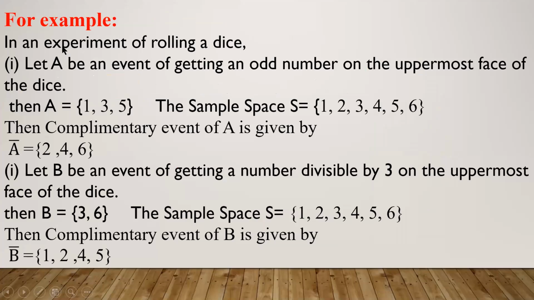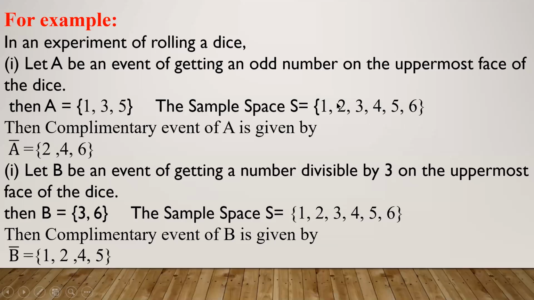Suppose I am in the experiment of rolling a dice, and my event A is getting an odd number. A is {1, 3, 5}. So what will be the complement of A? Complement of A will be what is not in A. This is my sample space S. Whatever is not in A goes to A complement. So 1 is there in A, so it will not come in A complement.